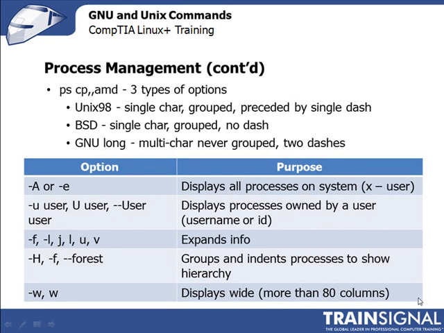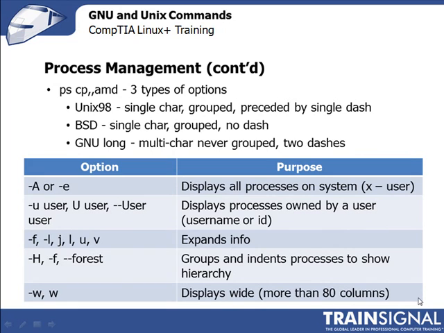-u user, or -U user, or ~user user displays processes owned by a user. -f, -l, -j, -l, -u, and -v expands the information. -H, -f, and --forest group and indent processes to show the hierarchy. -w, or w by itself, sets the display to wide, which is more than 80 columns.